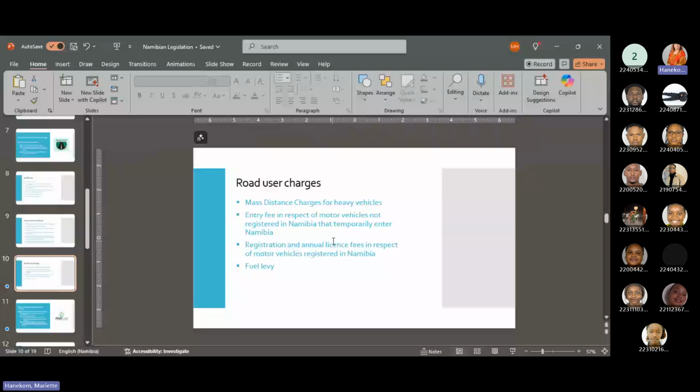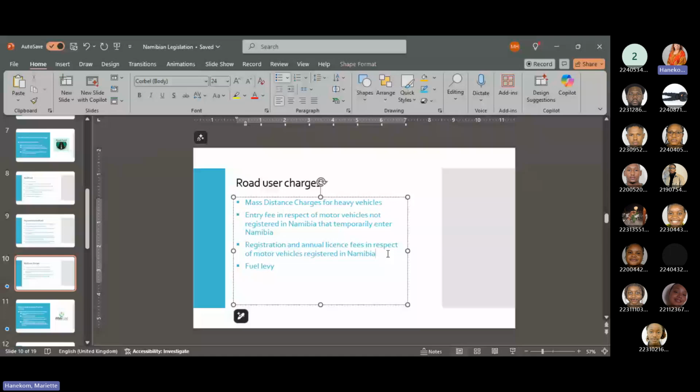This one is what we all pay on a regular basis: registration and annual license fee in respect of motor vehicles registered in Namibia. We all have to register our vehicles and pay annual license fees. And then the fuel levy. For every liter of fuel you buy, every dollar you spend on fuel, a portion of that is referred to as the fuel levy, which is paid into the road fund and then subsequently distributed to the entities that receive money from the road fund.